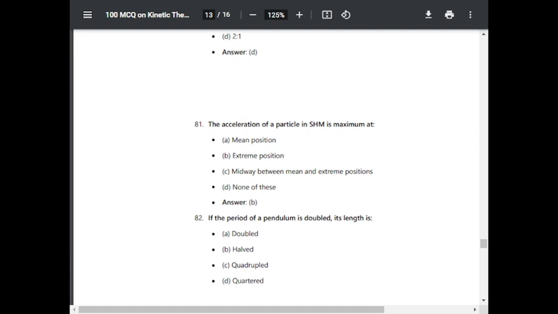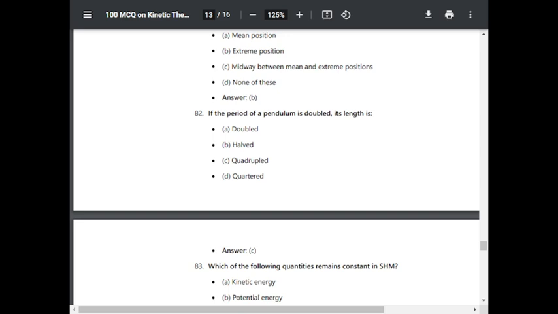Question number 82. If the period of a pendulum is doubled, its length is: option A, doubled; option B, half; option C, quadrupled; option D, quartered. The correct answer is C, quadrupled. If the period of a pendulum is doubled, its length will be quadrupled. The correct answer is C.